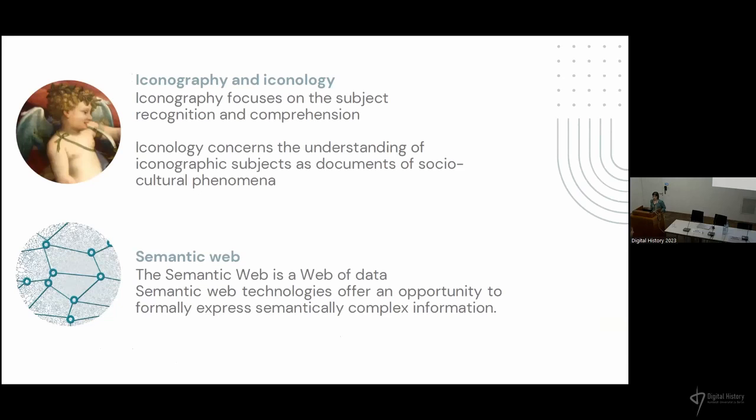So, as some of you may already know, iconography and iconology are two words that refer to the study of the subject matter of artworks. And specifically, iconography focuses on the subject recognition, comprehension, and interpretation of their meanings. In this example that you can see in the figure, we can identify the character Cupid, his attributes such as the wings and the arrows, and we can understand that there's the meaning of love connected to this iconography.